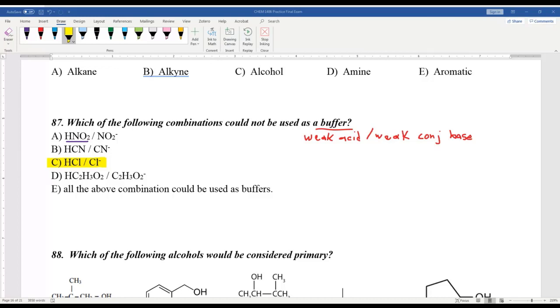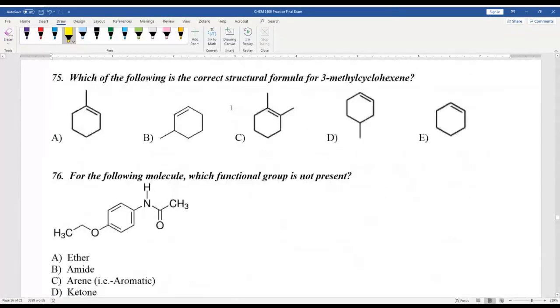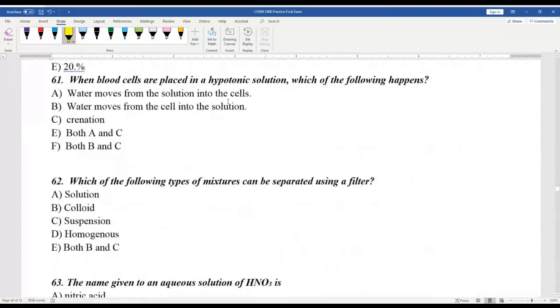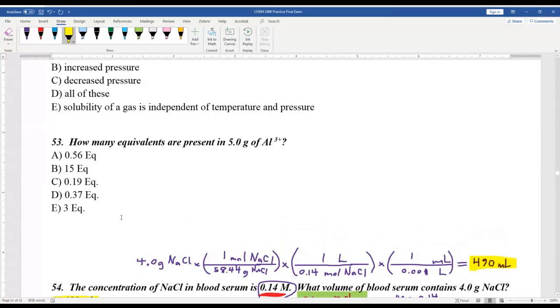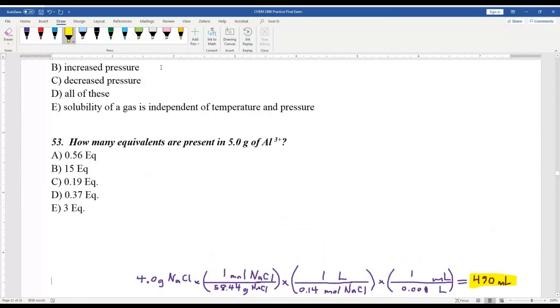Good deal. Now, somebody wanted to go through problem number 53. So we'll go ahead and jump up to that. How many equivalents are present in 5 grams of aluminum? This requires you to know the definition of an equivalent. An equivalent is a mole of charge, not necessarily positive or negative, just a mole of charge generically.